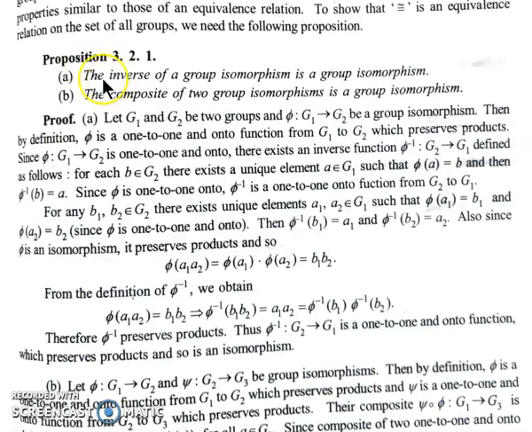In the previous class, we defined what an isomorphism is and discussed some examples too. Next is a proposition. This proposition has two parts. A part: the inverse of a group isomorphism is a group isomorphism. B part: the composite of two isomorphisms is a group isomorphism. First, we will prove A.